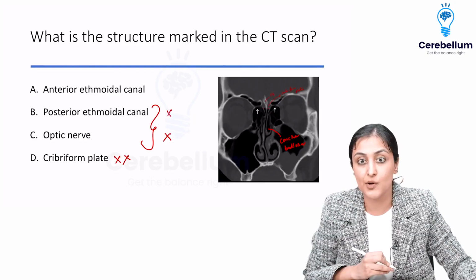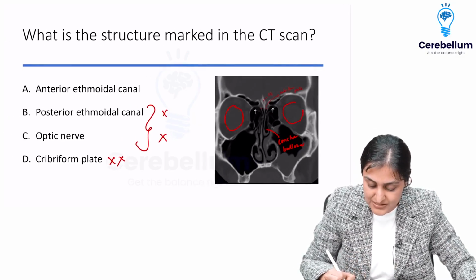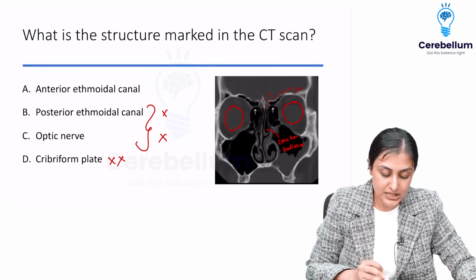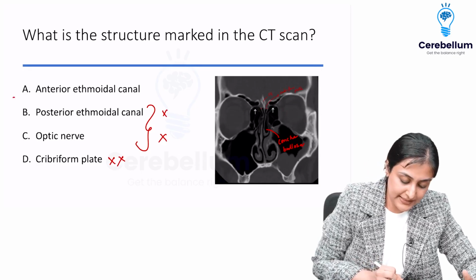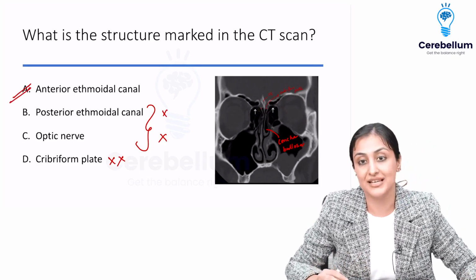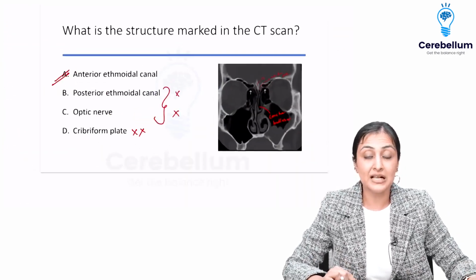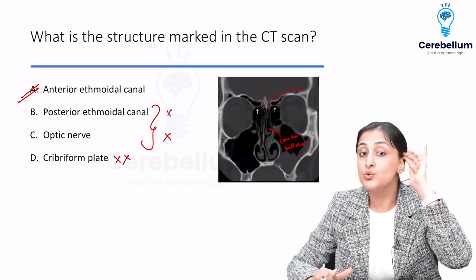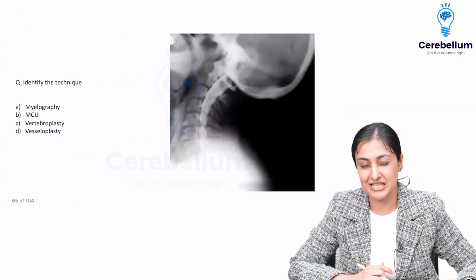I'm not going to be seeing optic nerve here where you can see the globe, isn't it? So this is where you're seeing the globe. So I can't see the optic nerve at this point. So what is this? This indeed is anterior ethmoid canal. So nobody expects you to tell anterior ethmoid canal, but they just want you to rule out the others, right? So that's what you need to know in paranasal sinus.